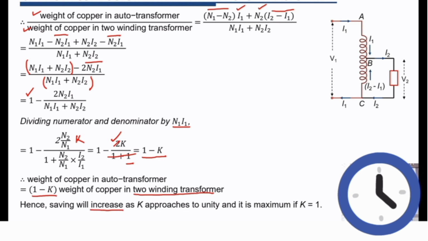Within the single winding, the auto transformer saves a large amount of copper when compared to the two winding transformer, and it acts like a two winding transformer, and it automatically works upon the voltage we give it and determines the output. So this is the auto transformer.